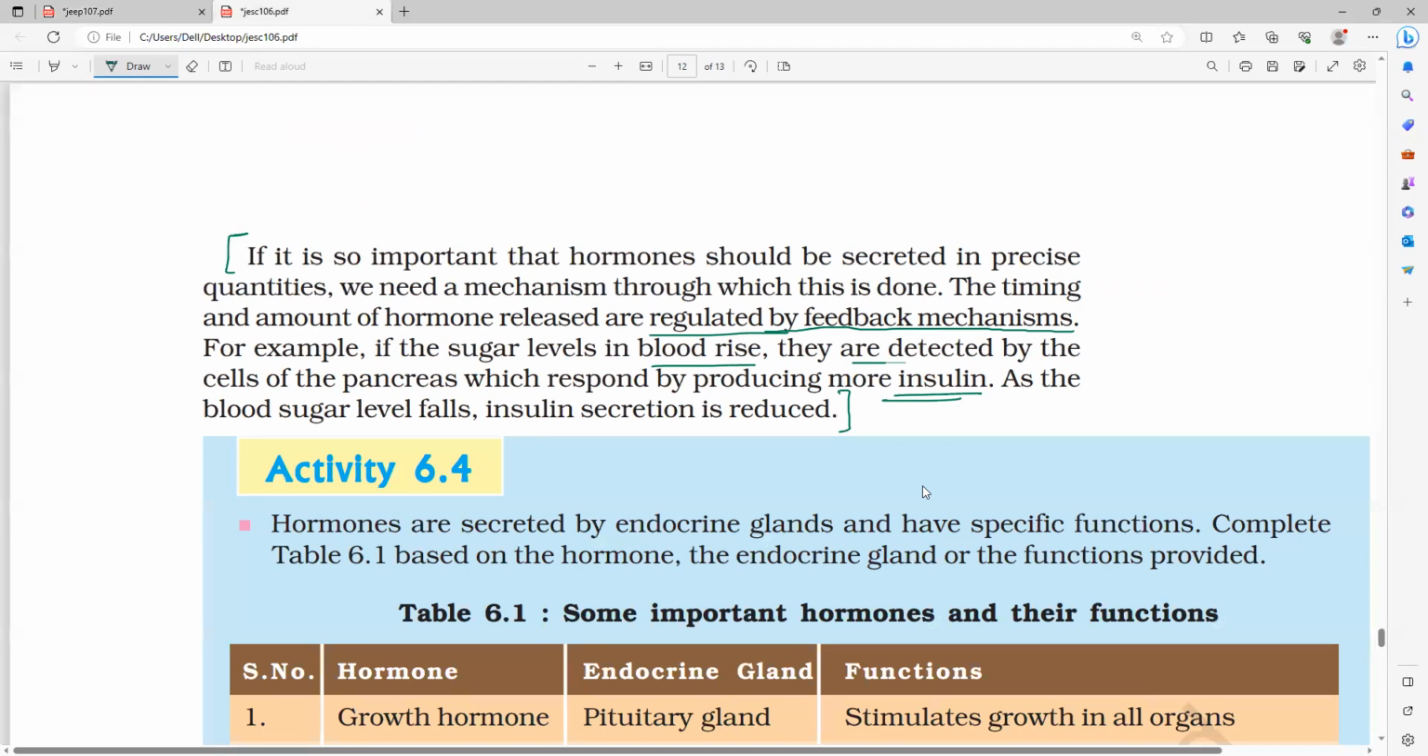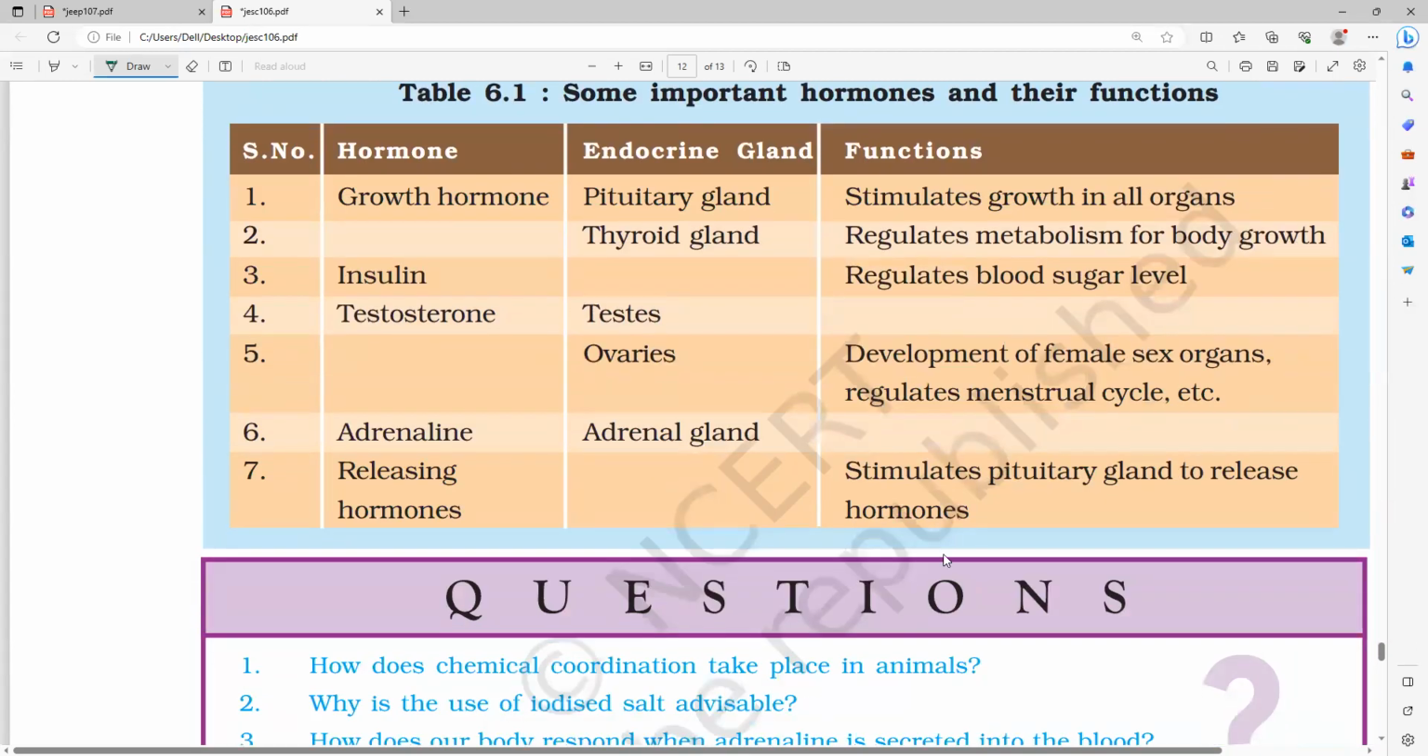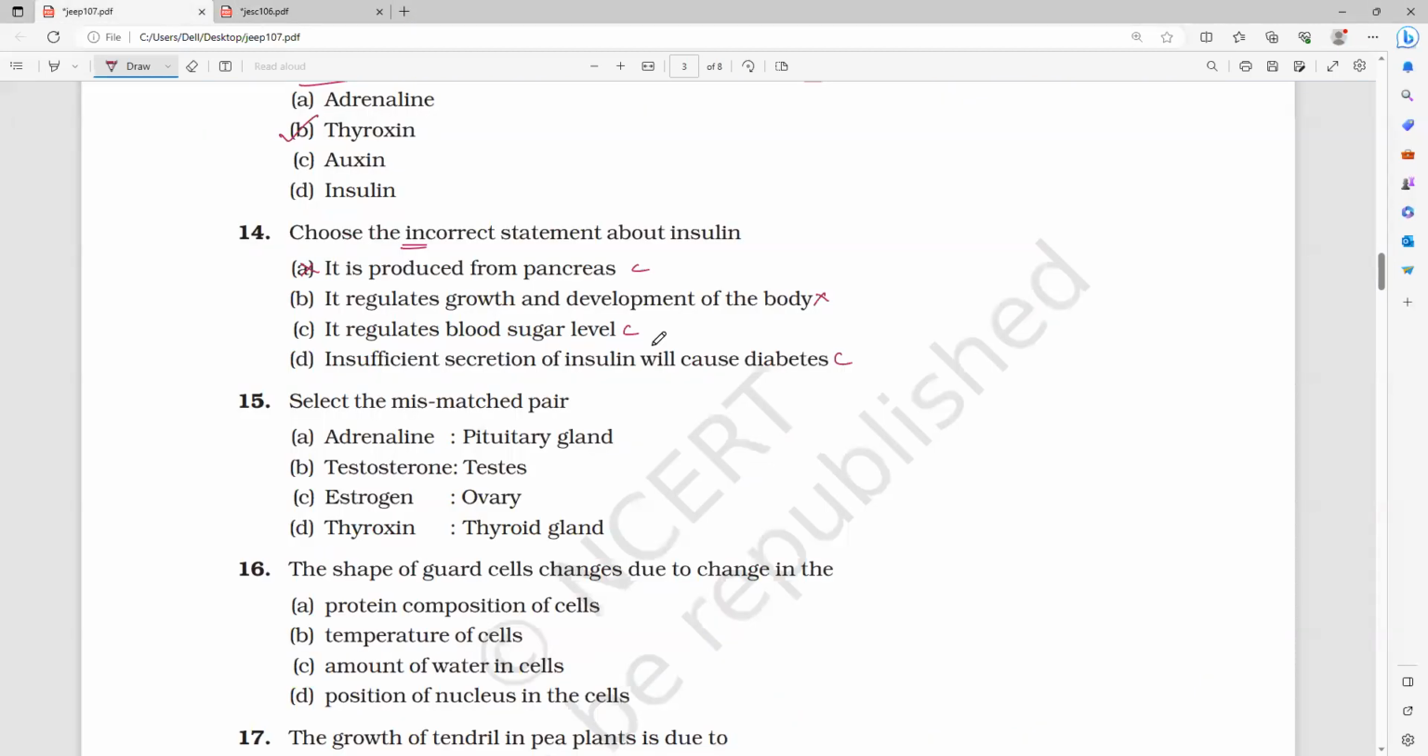Blood sugar is detected by the cells of the pancreas, which respond by producing more insulin. As the blood sugar level falls, insulin secretion is reduced. You can see insulin regulates the blood sugar level. In deficiency, it will cause what? Insulin deficiency causes diabetes. Please learn the disease also. So the incorrect statement is that it regulates the growth and development of the body.